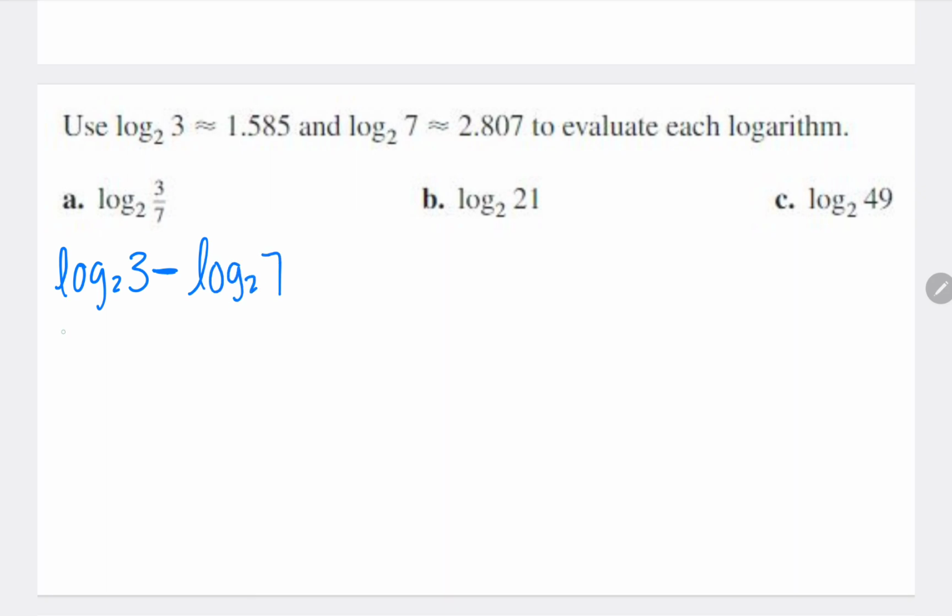And I know log base 2 of 3 is 1.585 and log base 2 of 7 is 2.807. And when I subtract those, I get about negative 1.222.